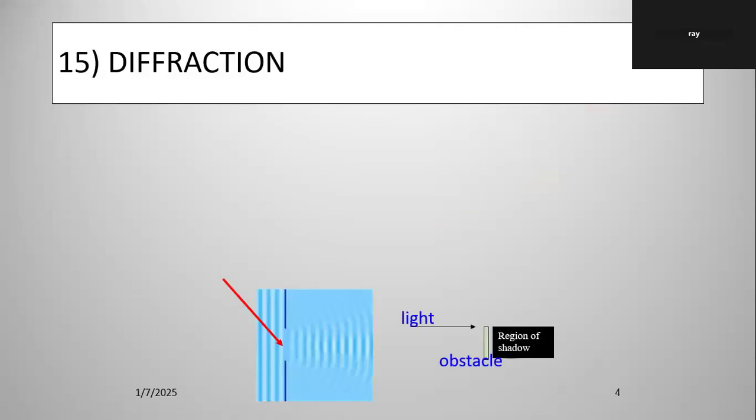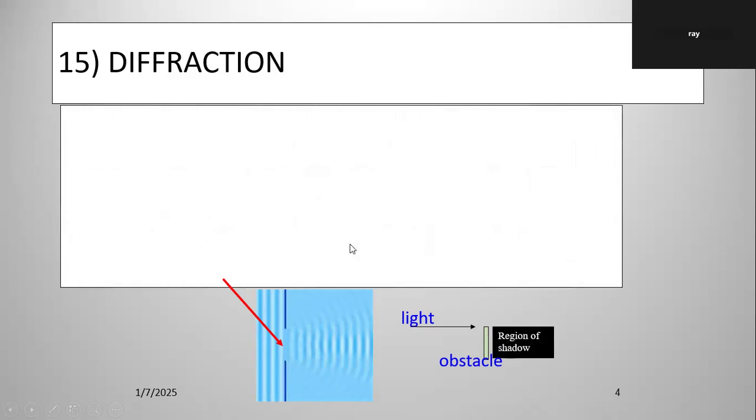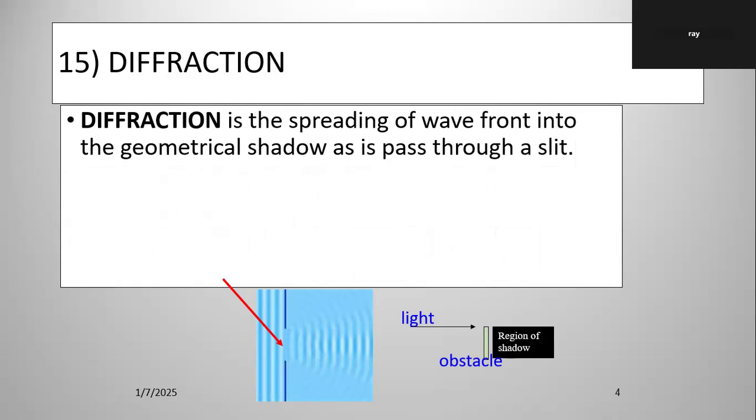You are not interested in great detail, not the maths part, just wide gap and narrow gap. That is your ripple tank experiment, the water waves. That's the obstacle. If waves travel in a straight line, there's the region of shadow. First thing to remember is what diffraction is. Memorize it: it's the spreading of wavefronts into the geometrical shadow as they pass through a slit. That's the geometrical shadow.